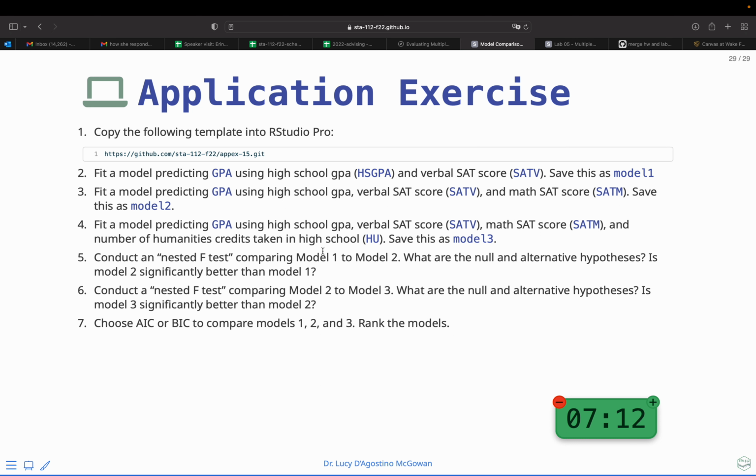And then I want you to compare these using nested F-tests. And then finally, also compare these three models using either AIC or BIC to rank them. So spend a couple minutes working on that, and then we will do it together.